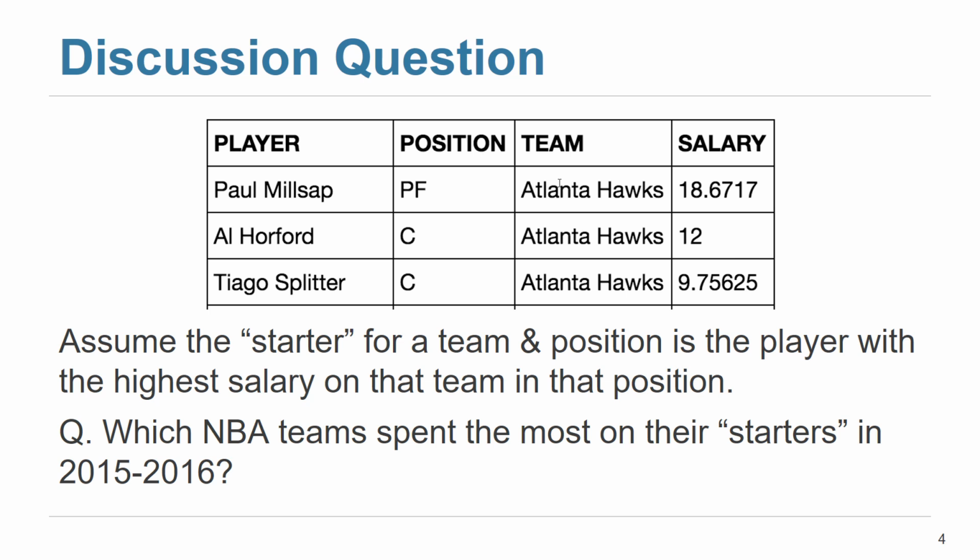Now, the question is, which NBA teams spent the most on their starters? And now we know the criteria of selecting the starting players, right? Now, given the starting players, which teams spent the most on their starting teams? In other words, we need to know the cost of the starting players for each team. If we know that, then of course we know which teams have the most expensive starting teams. Okay, is the question clear here?